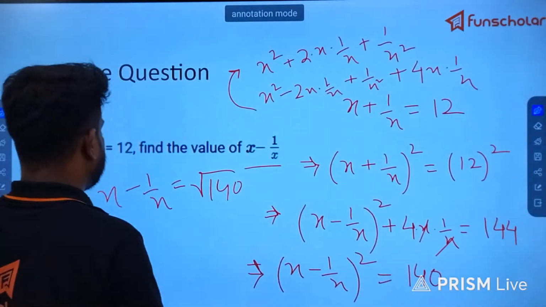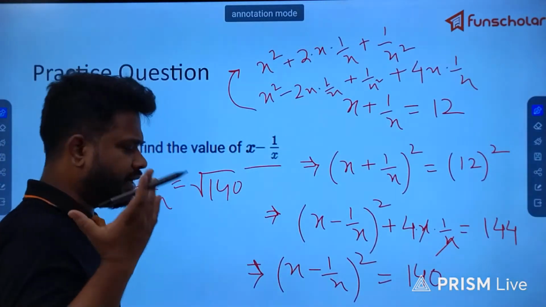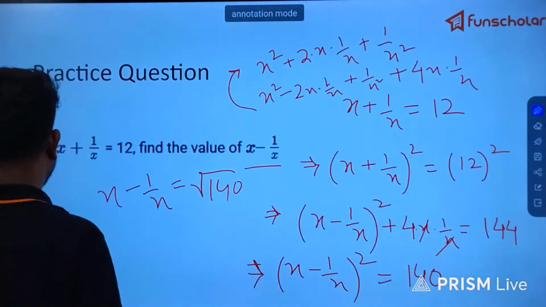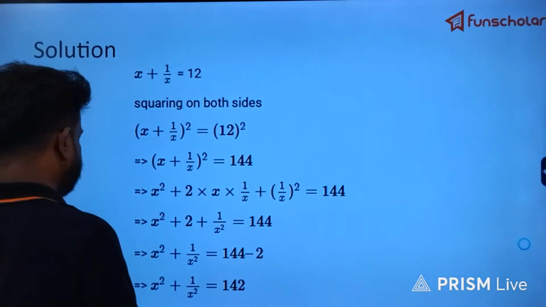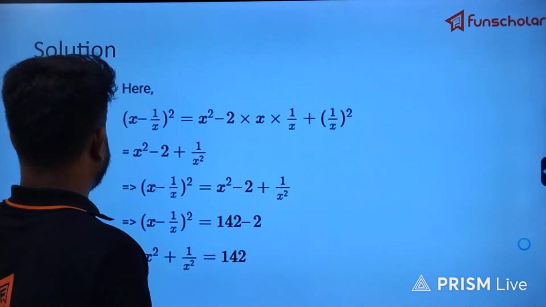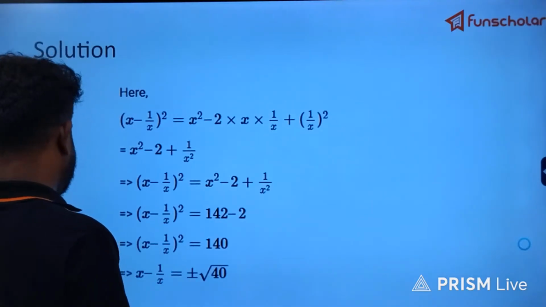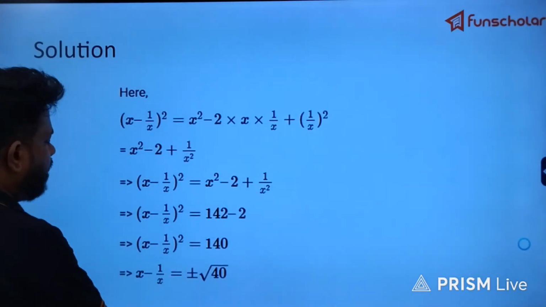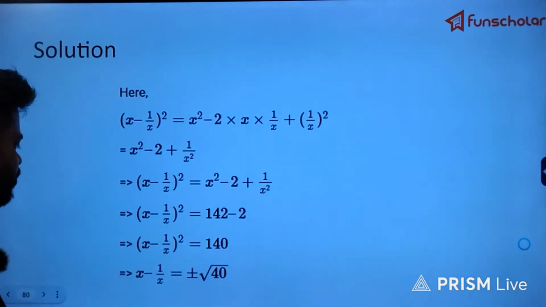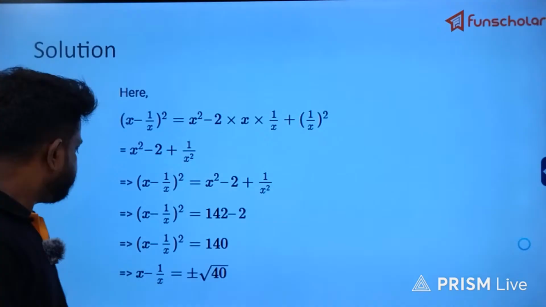Root over 140 does have a value, and you can find it out by yourself, or keep this as it is. You can see they have also found the value, but it has some printing mistake. It will be root over 140.